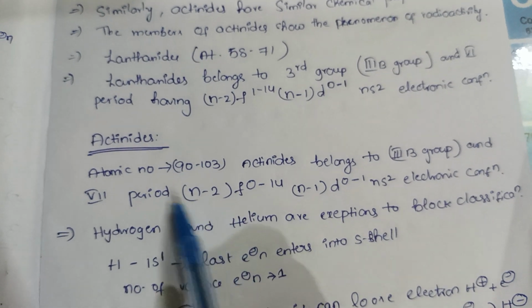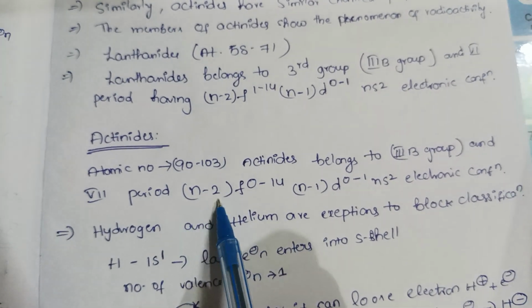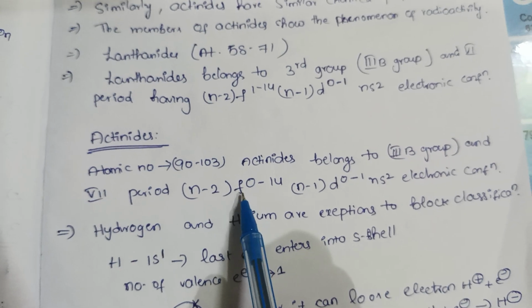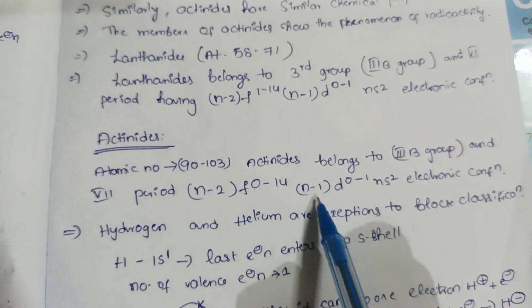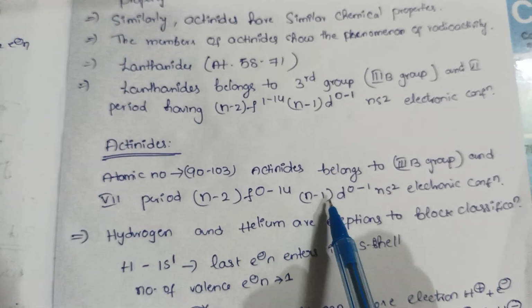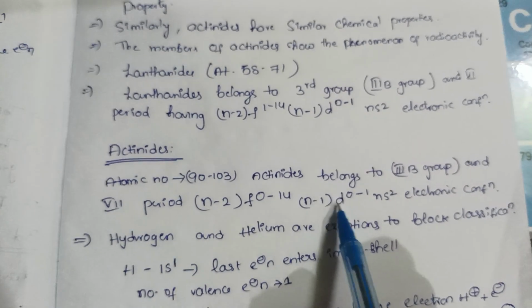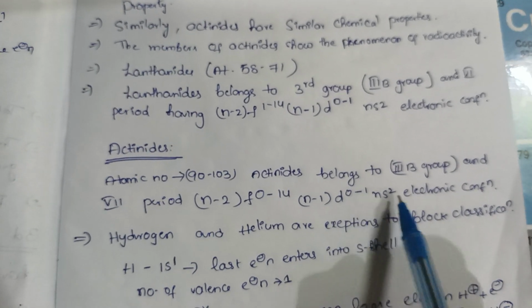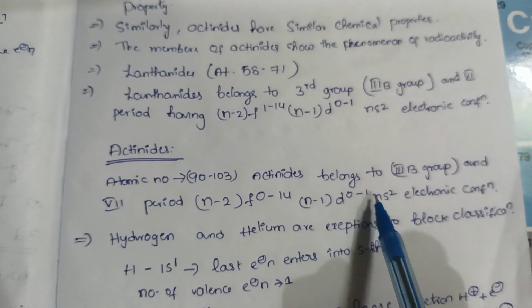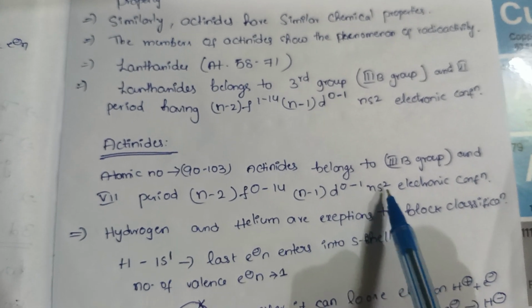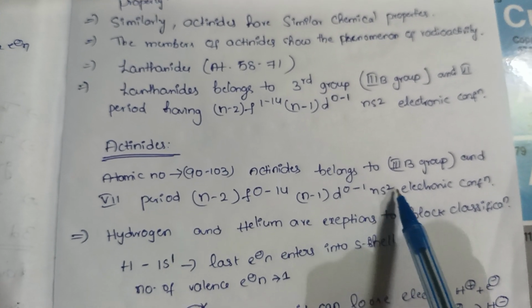The general electronic configuration of actinides: (n minus 2) shell f orbital 0 to 14 electrons are present, (n minus 1) penultimate shell d orbital 0 to 1 electrons are present, and nth shell s orbital 2 electrons are present.